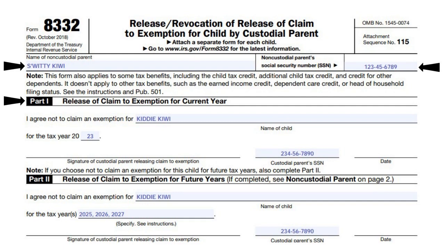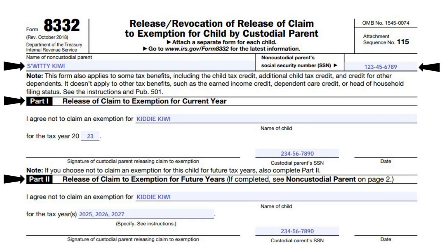It's important to really understand that you have to sign. We need to have the signature of the custodial parent releasing claim to exemption, so the other parent that has agreed to release claim to exemption has to put his or her signature there, has to put his or her social, and has to put the date. So everything is clear. The IRS knows that you have actually secured the release from the other party. So that's for part one.